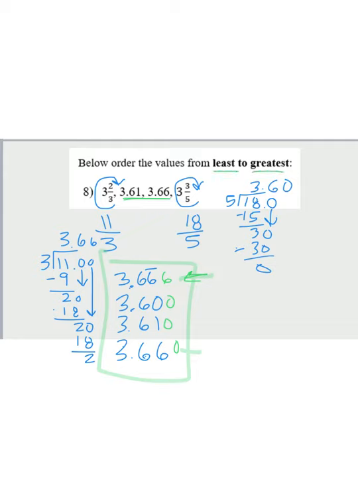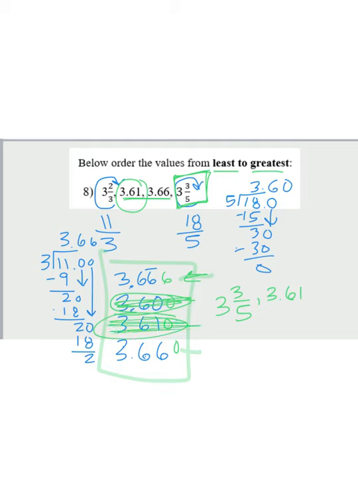So now when we look at comparing them, we are going from least to greatest, so our smallest value to our biggest value. Our smallest value is going to be this guy here, which, if I look back at my work, was originally this. So 3 3/5 would be my smallest. So I'm done with that one. My next smallest would be this one, which was originally written as 3.61 or 3 61/100. Done with that one.